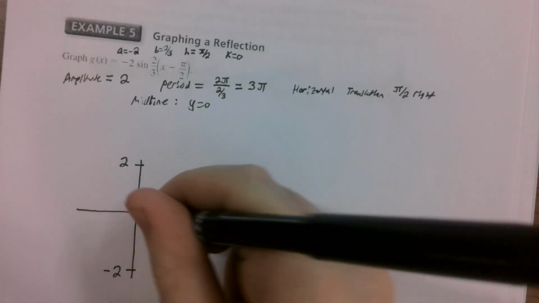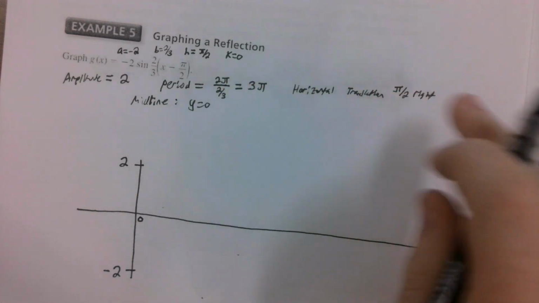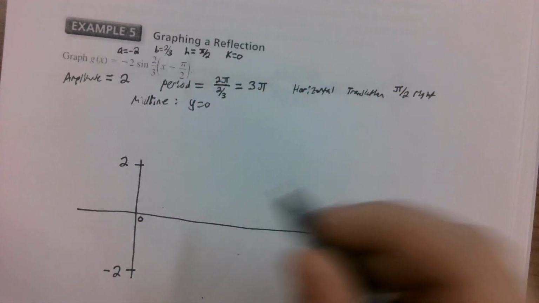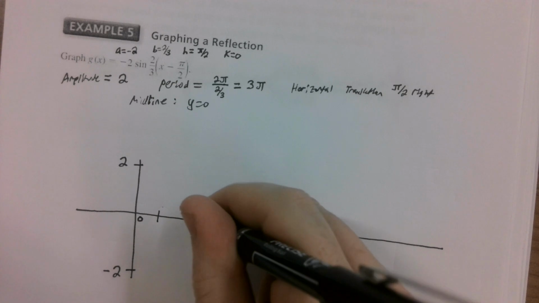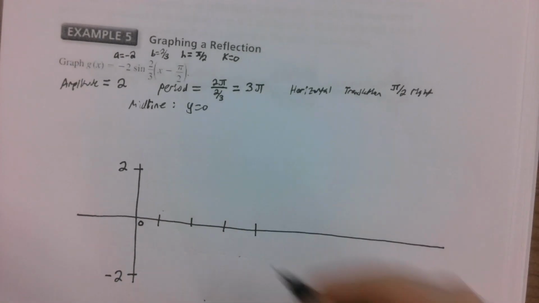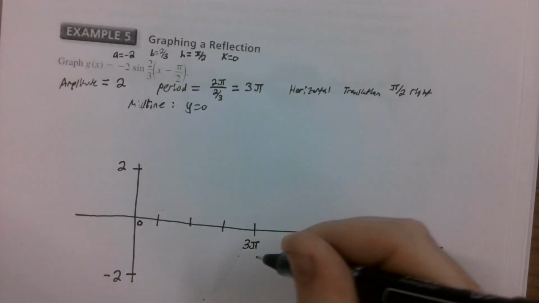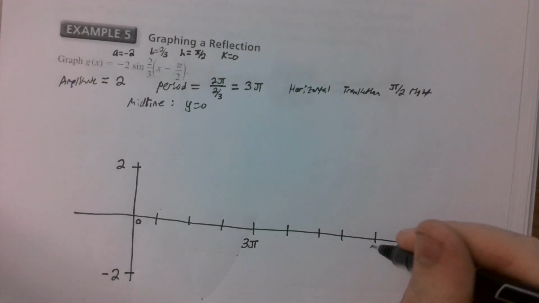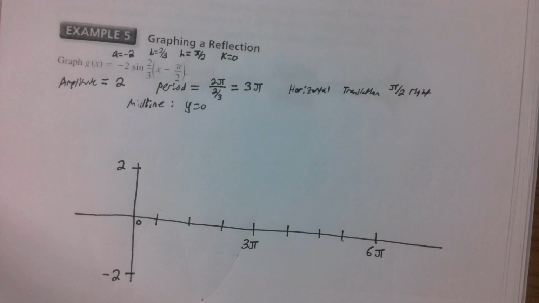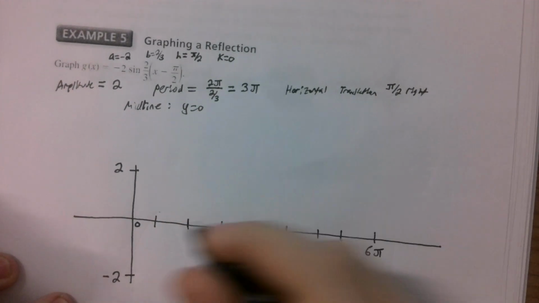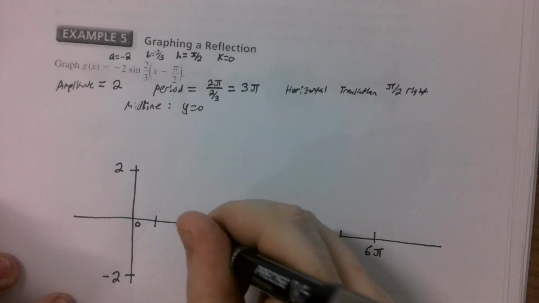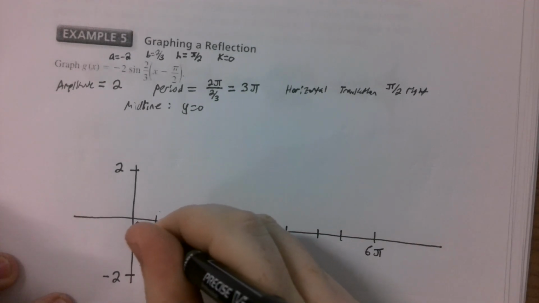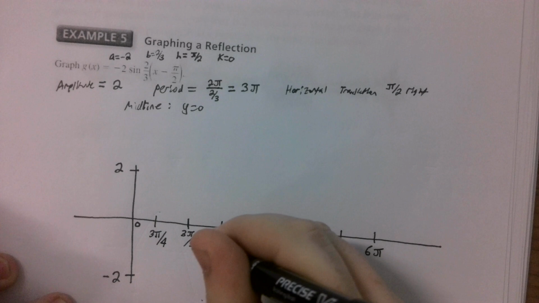Again, we're starting at 0 until we do our horizontal shift, and our period is 3 pi, so every 4 units we go is going to be another 3 pi, or another full period. So 1, 2, 3, 4 would be 6 pi. This one's a bit tougher to label, but remember that halfway between 0 and 3 pi is 3 pi over 2. Half of that is 3 pi over 4.